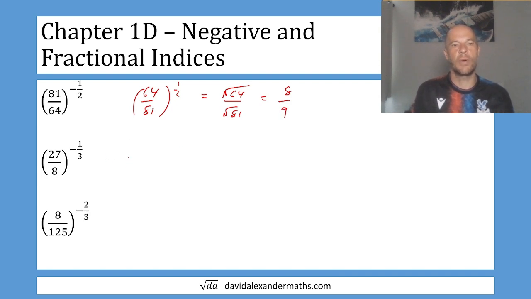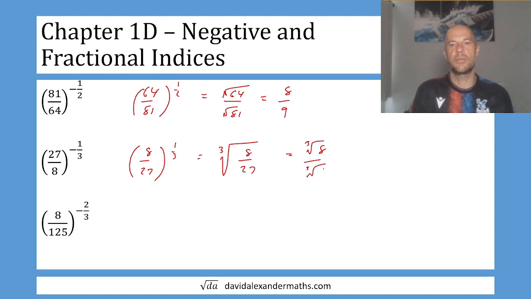27/8 to the negative 1/3 is the same as 8/27 to the positive 1/3, which means the cube root of all of that stuff, and that means the cube root of 8 over the cube root of 27, which is 2/3.